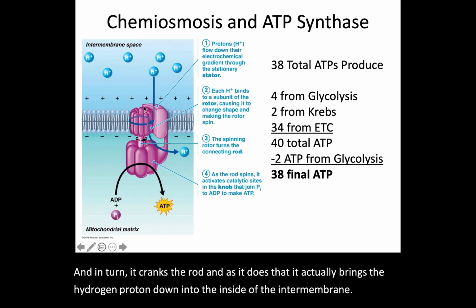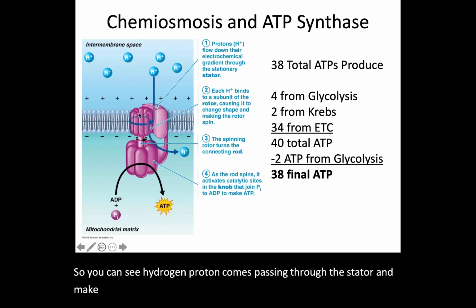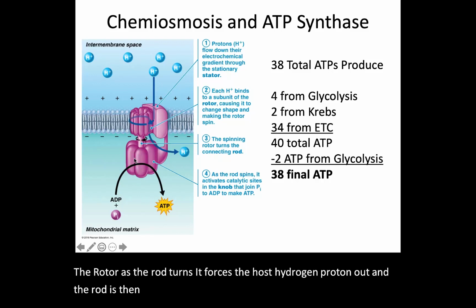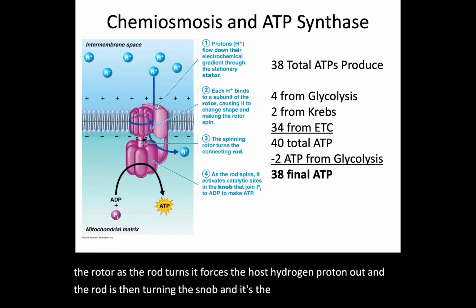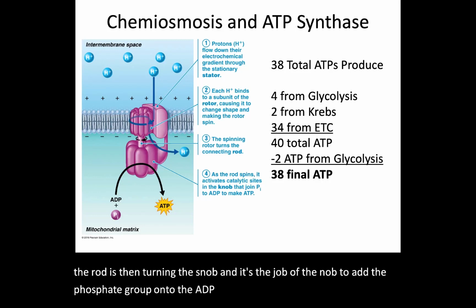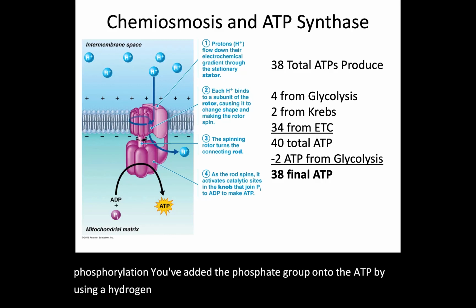And as it does that, it actually brings the hydrogen proton down into the inside of the inner membrane. And so you can see the hydrogen proton comes passing through the stator. That hydrogen proton cranks itself around the rotor. As the rod turns, it forces the hydrogen proton out. And the rod is then turning this knob. And it's the job of the knob to add the phosphate group onto the ADP, creating ATP. You've done phosphorylation. You've added the phosphate group onto the ADP by using a hydrogen proton concentration gradient.